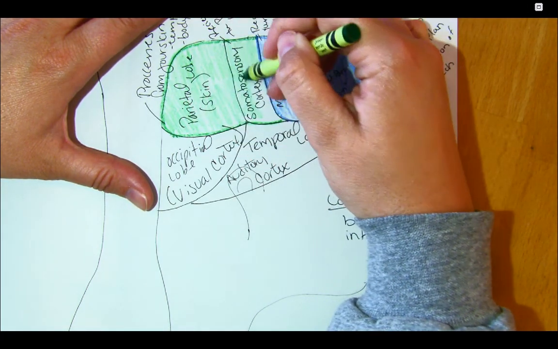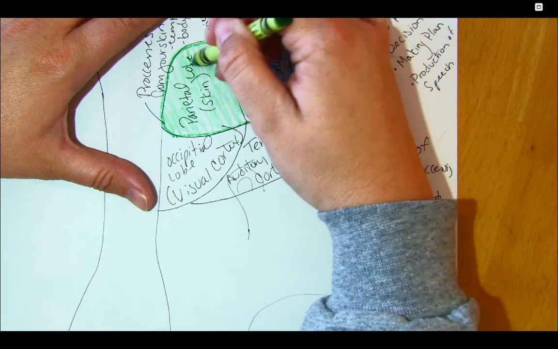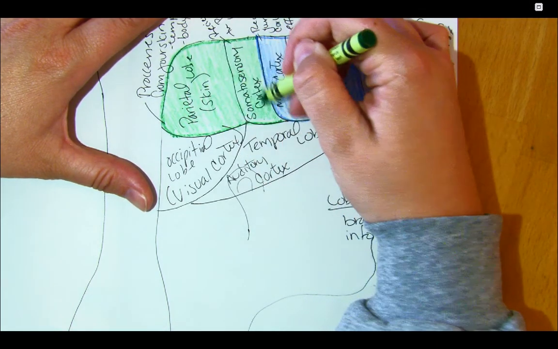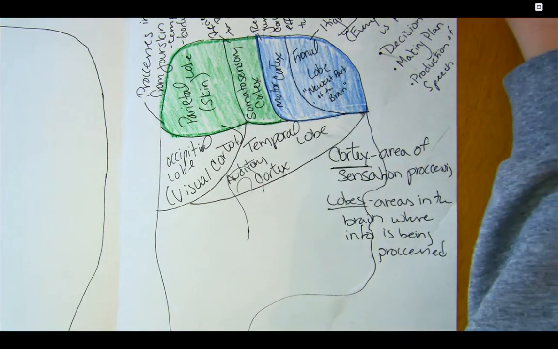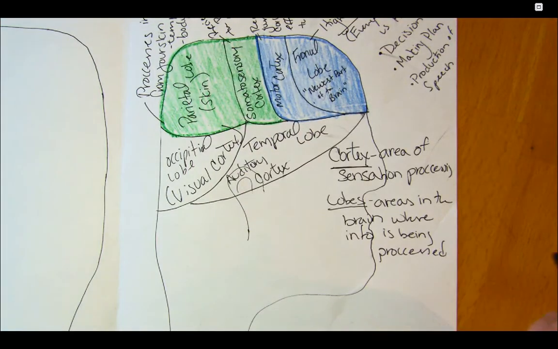It is in control of where your body is and how it functions. So your parietal lobe also controls your somatosensory cortex. Hopefully you're noticing that every lobe has one cortex. Every lobe has one cortex. Your parietal lobe has the somatosensory cortex, and your frontal lobe has the motor cortex.